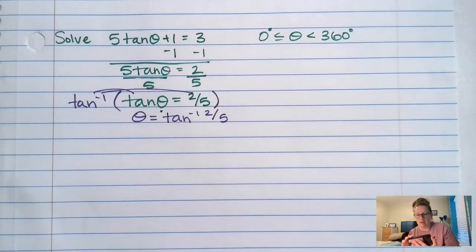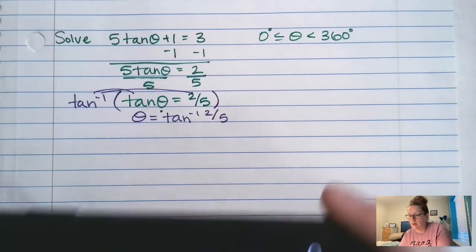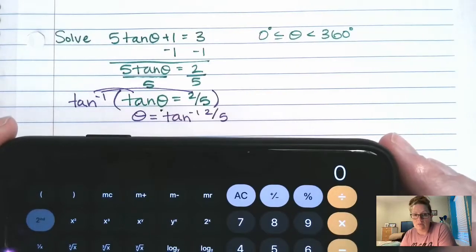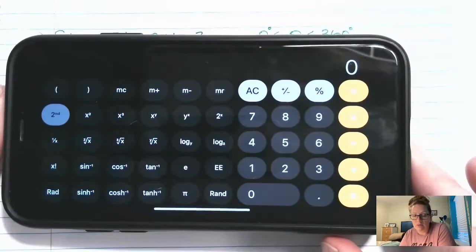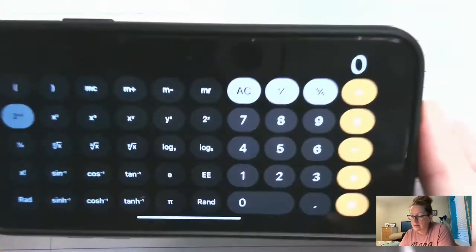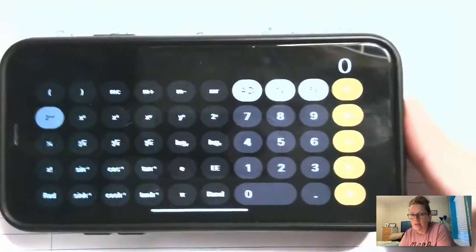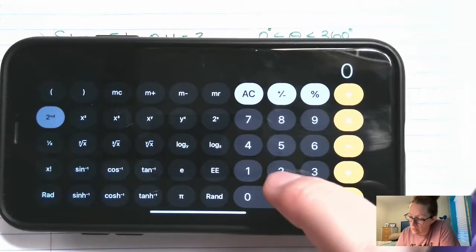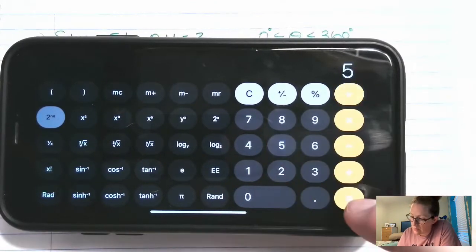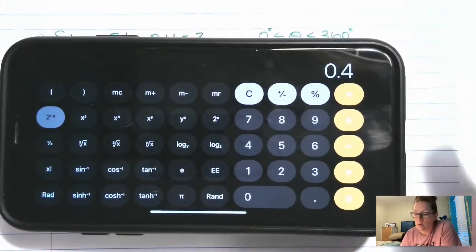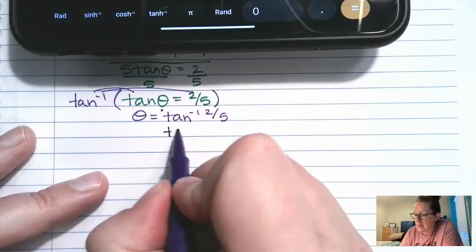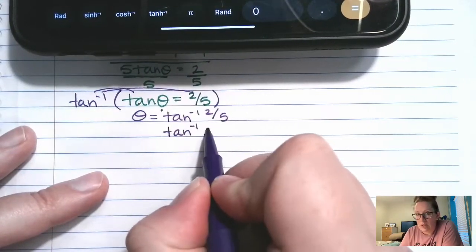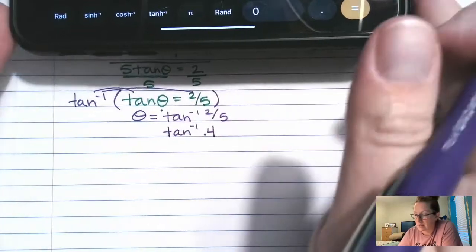I don't have my trusty graphing calculator, so I'm going to resort to the phone calculator like most of you do. So we need to do the scientific way, so sideways. The way we do it on these scientific calculators is you have to figure out what your ratio is first. So we're going to do 2 divided by 5, so we get 0.4, okay? So we're now going to say tan inverse of 0.4. We don't have to write that down.